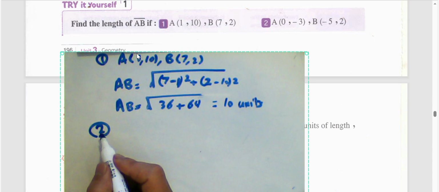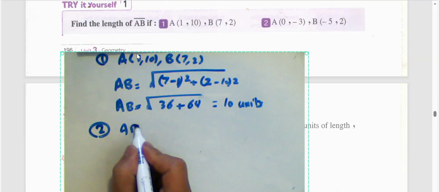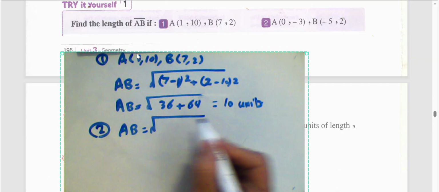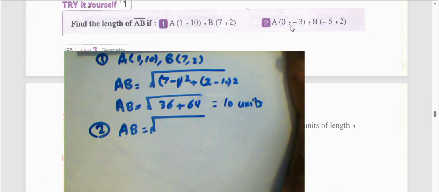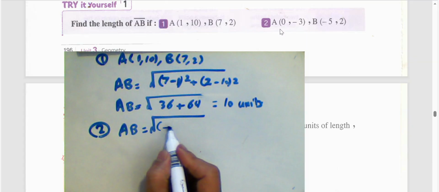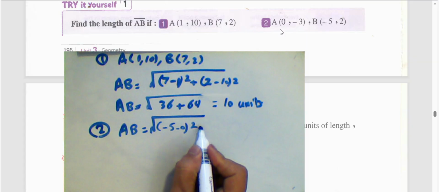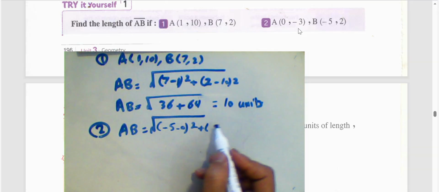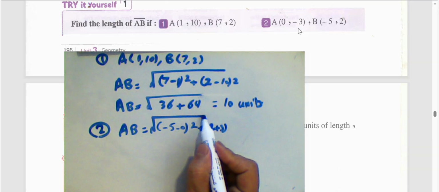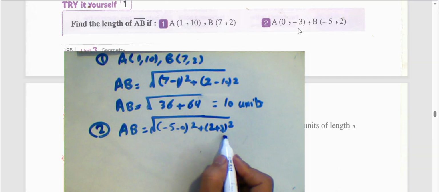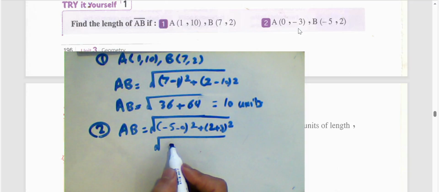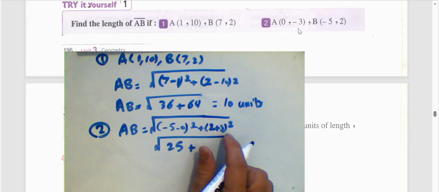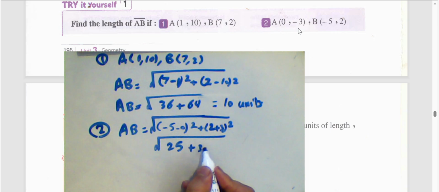Number 2, we can find the length of AB. Look at here, we have A and B. Square root of (negative 5 minus 0) all power 2 plus (2 minus 3) all power 2. Negative 5 minus 0, negative 5 power 2 is 25. And 2 plus 3 is 5, power 2 is 25.